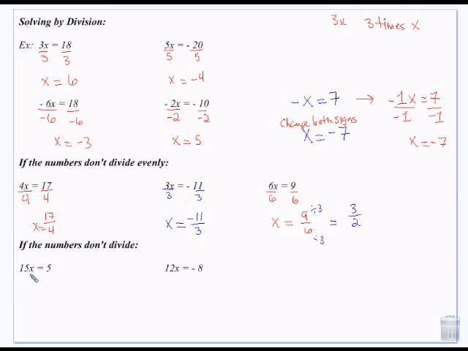Likewise, if you have 15x equals 5 and you divide both sides by 15, 5 does not divide by 15. So it would be a fraction. In this case, they both divide by 5 though, so I would reduce it to get x equals 1/3. Or here, where I divide by 12, x equals -8/12, but both of these divide by 4. So I get -2/3.